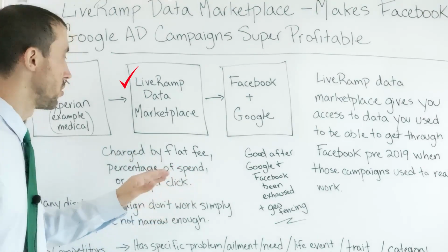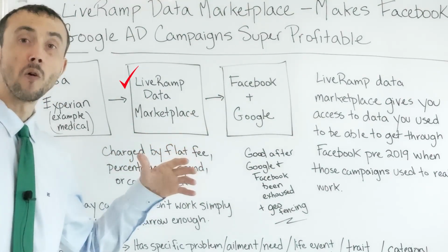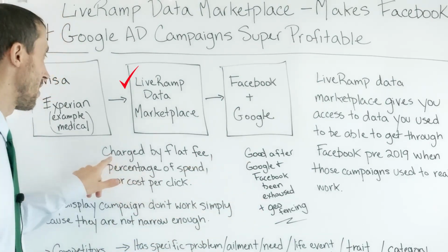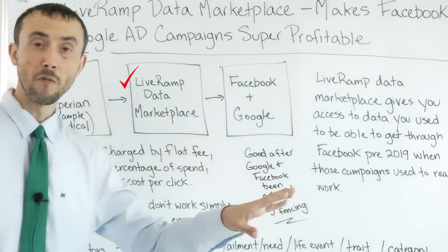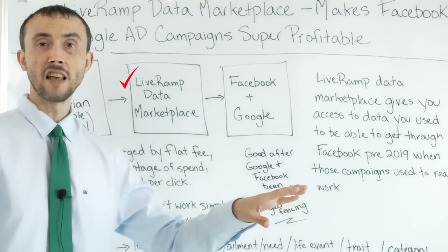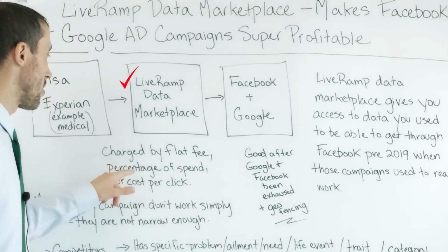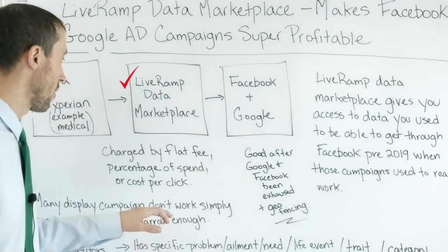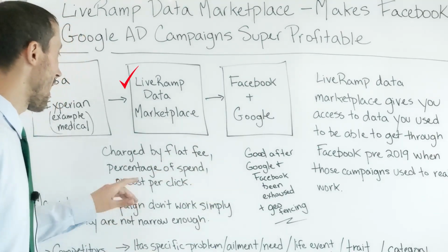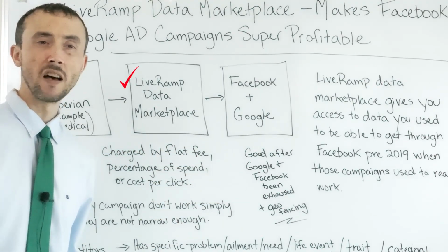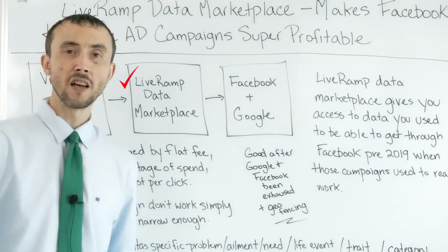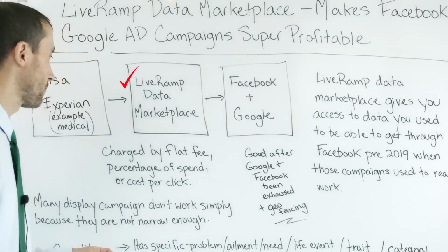As for the costs, there are several ways you can pay. You could pay a flat fee to access that audience data, or you could pay a percentage of your ad spend, or pay per click. I recommend just paying a flat fee, because if you know what you're doing as an advertiser, you're going to get a better rate that way.